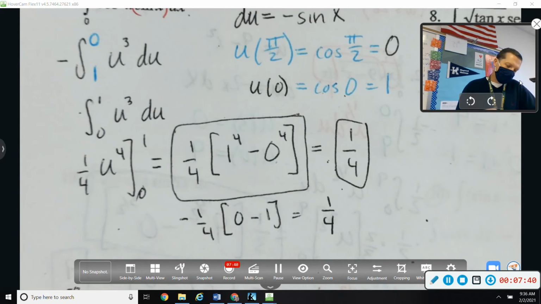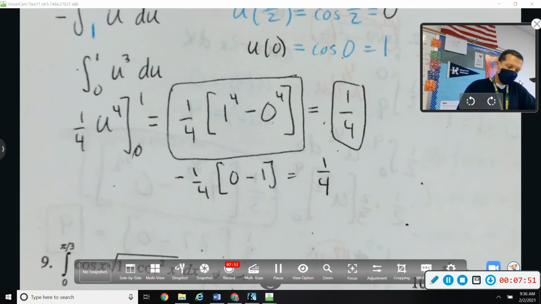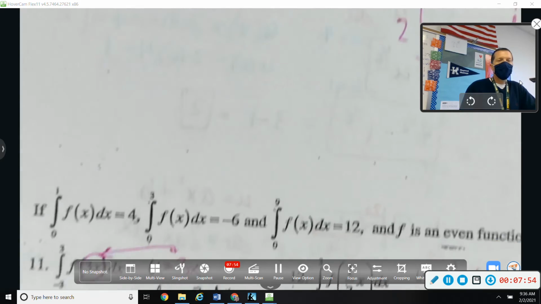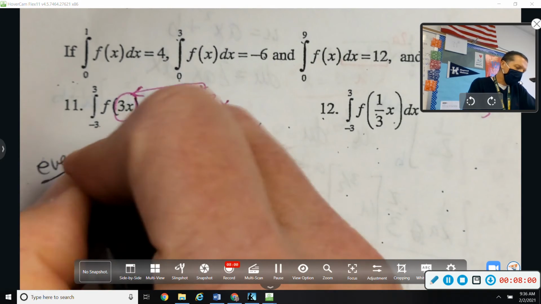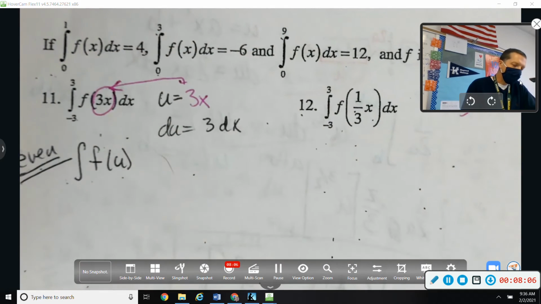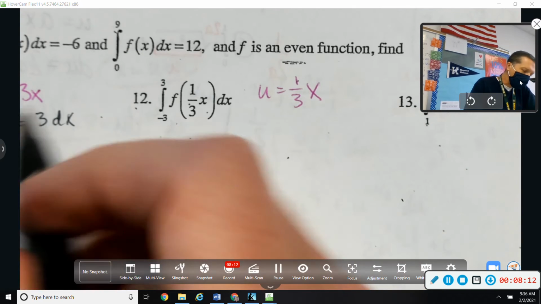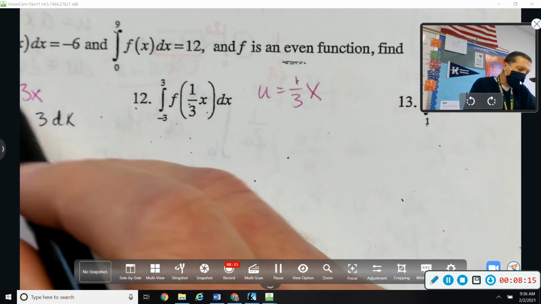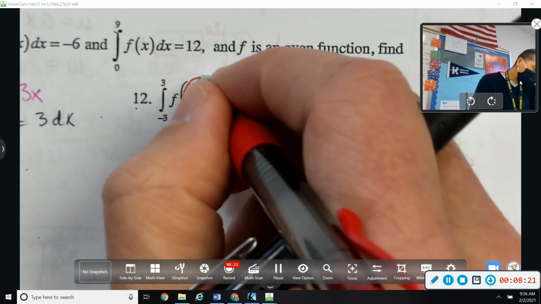All right, 11, 12, or 13, do you want to do one of those? Yes. I did 13 in the other class, so let's do 11 or 12. Preference between those two? 12 it is. 11 just uses the fact that it's even, so you end up doubling something somewhere to get from -3 to 3. Let's do 12.